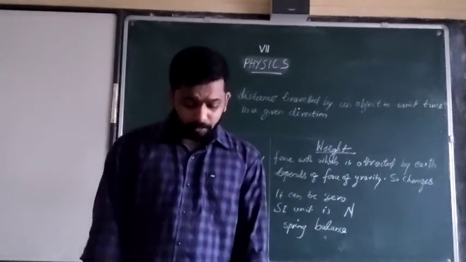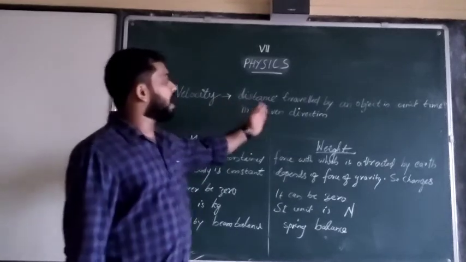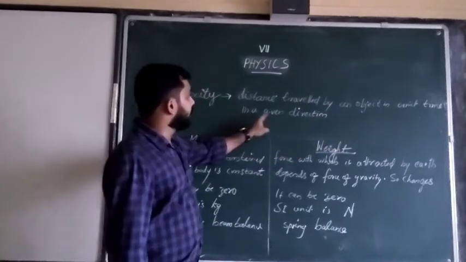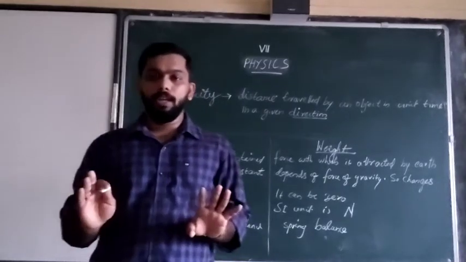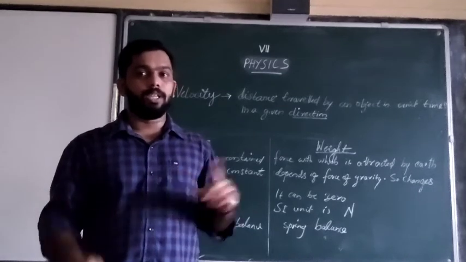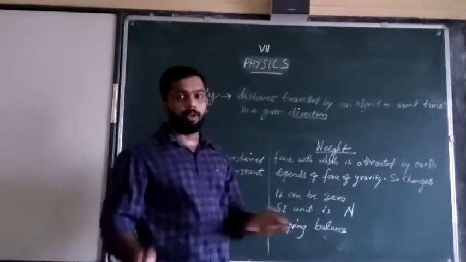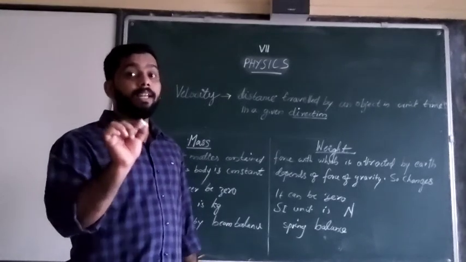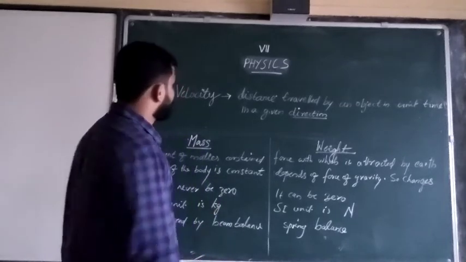Okay, so the definition of velocity is the distance traveled by a body or an object in unit time in a given direction. The definitions of speed and velocity are almost the same, but what is important in velocity is the direction. Velocity is the distance traveled by an object in unit time in a given direction. The other things are the same.